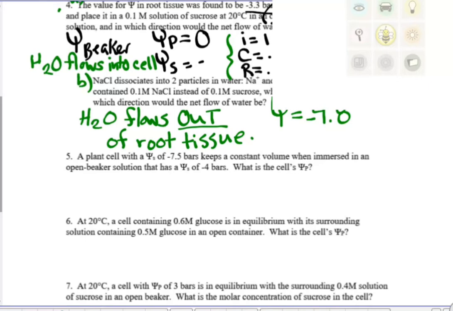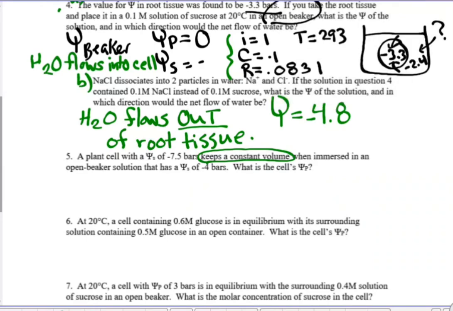Okay, now we have a more advanced question. A plant cell with a solute potential of negative 7.5 bars keeps a constant volume, that's important, when immersed in an open beaker solution with a solute potential of negative 4. What is the cell's pressure potential? That keeps a constant volume is important because it tells you what you need to do. If there's a constant volume in the plant cell, that means there's no net movement of water. The water potential of the plant cell is equal to the water potential of the beaker. And again, the way I know that is because if there's no water flowing, that means that the water potential is equal.